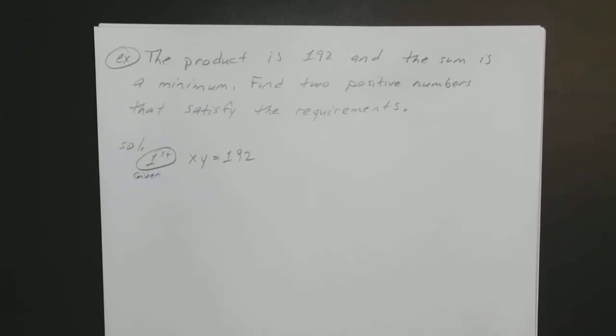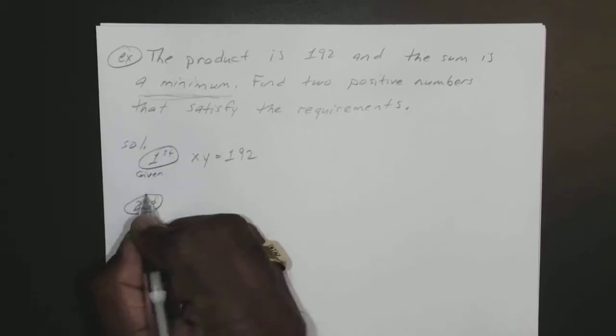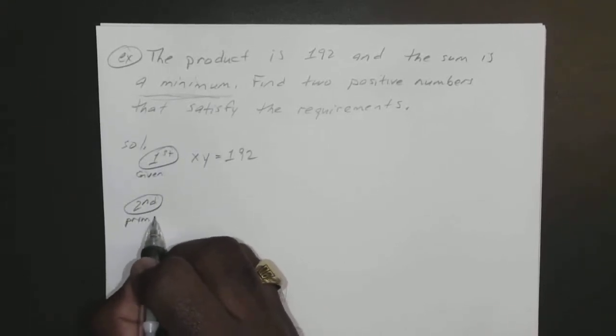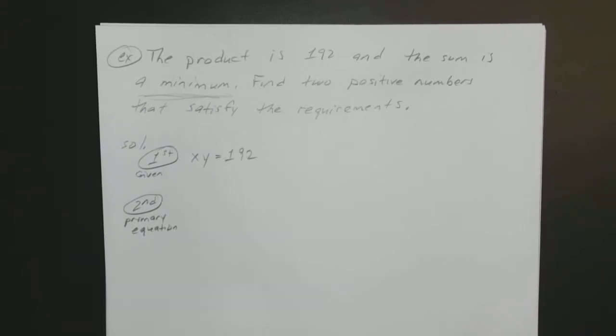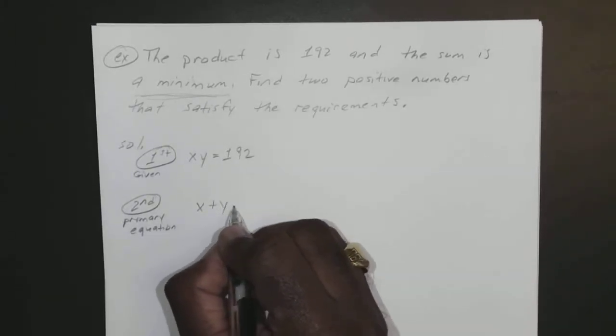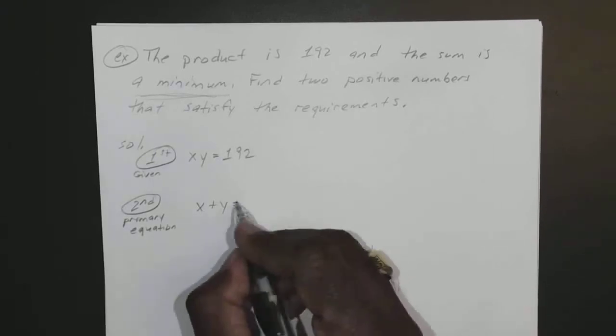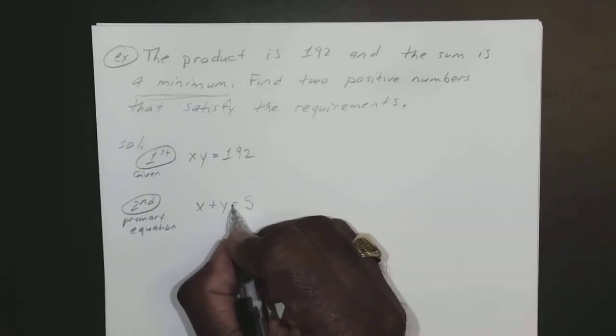Okay. Now your second step, you're looking for your primary equation, which they want to know the minimum, so you're looking for the equation to be minimized. So you're looking for the minimized sum. That means your primary equation is x plus y equals, we don't know what it's equal to, so we'll just call it S or whatever variable you want.